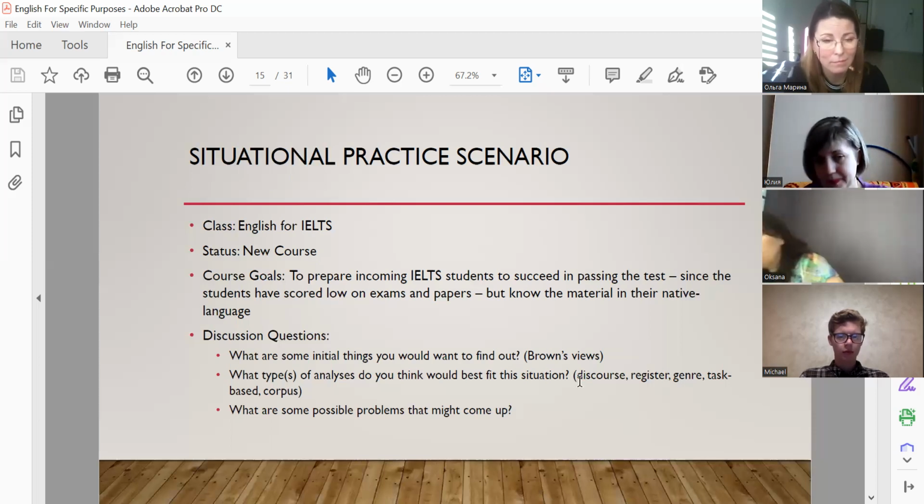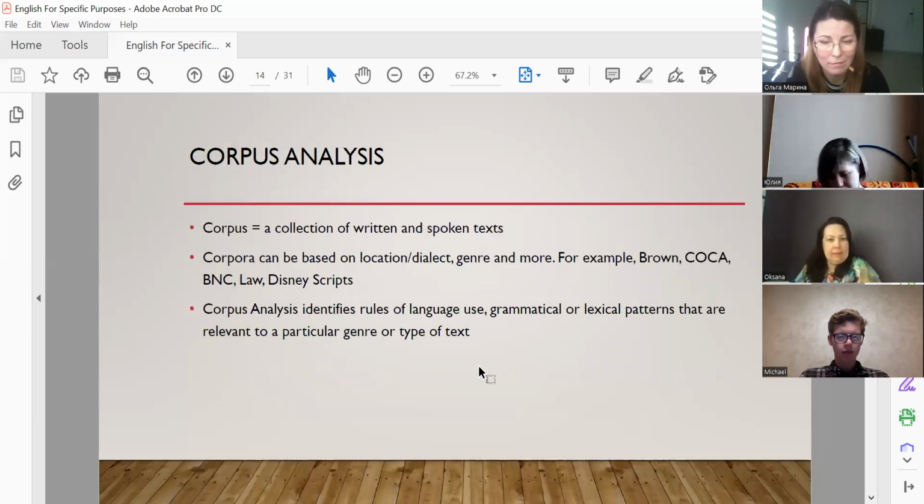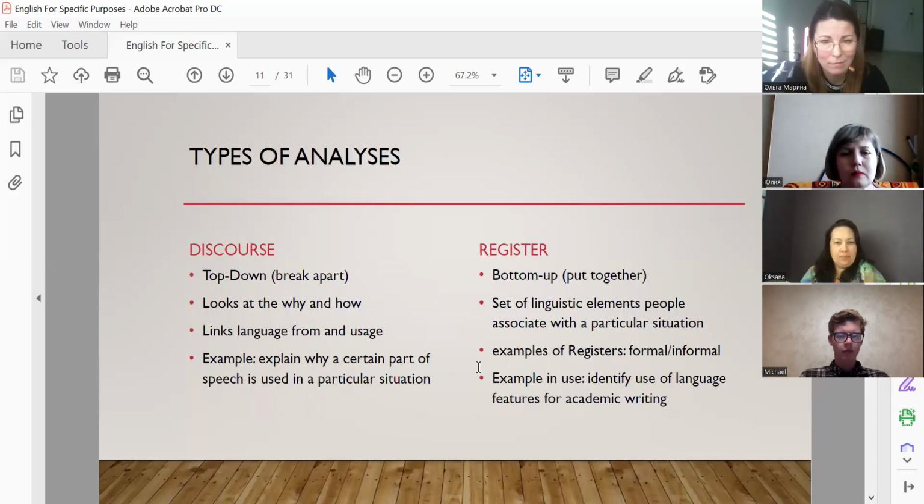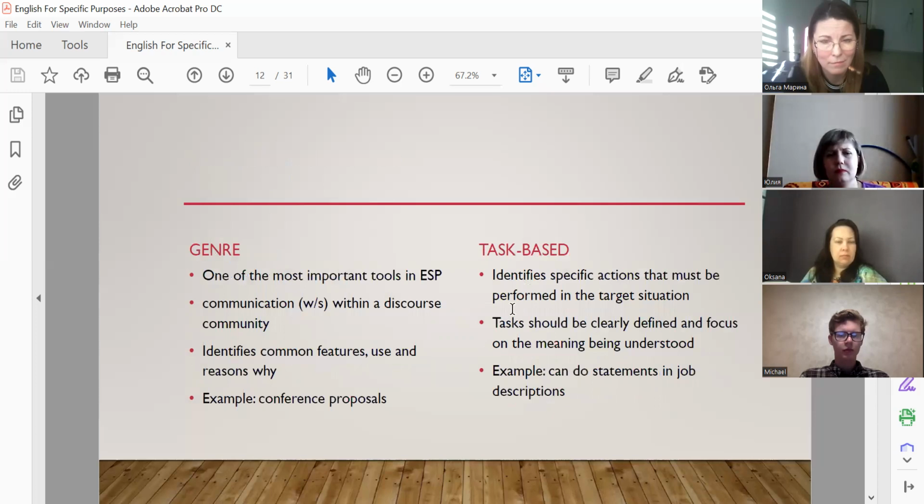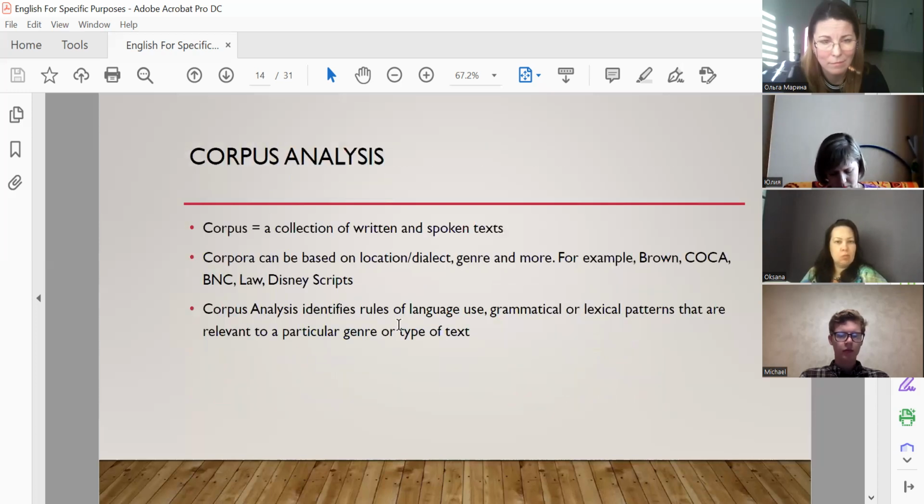So we have these from before. Discourse, register, genre, task-based, and corpus analysis.